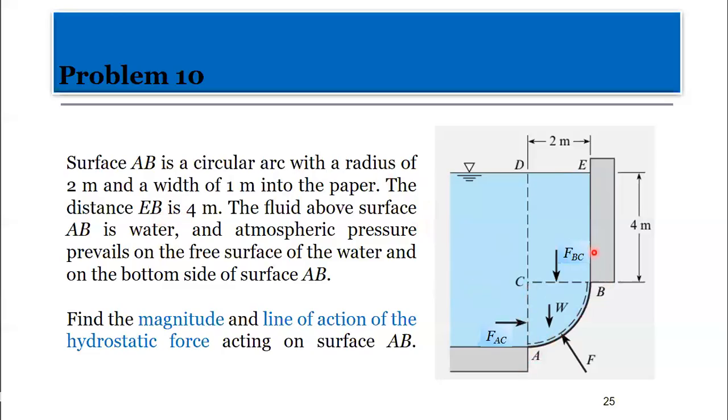EB is 4 meters. Now, the fluid above the surface AB here is water. So everything here is water. And atmospheric pressure prevails on the free surface here of the water and on the bottom side of AB, this part. Find the magnitude and line of action of the hydrostatic force acting on the gate.